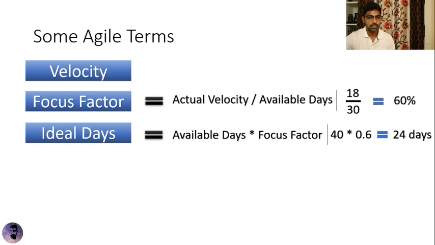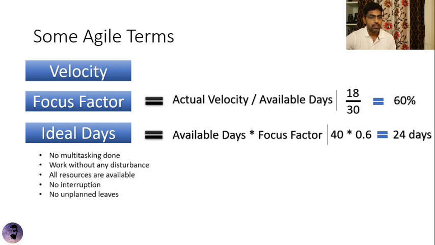That's as simple as that. So an ideal day is characterized by these things: no multitasking, work without any disturbance, all resources available, no interruptions and no unplanned leaves, and many other characteristics you might add if you know. So these are the things that constitute an ideal day.